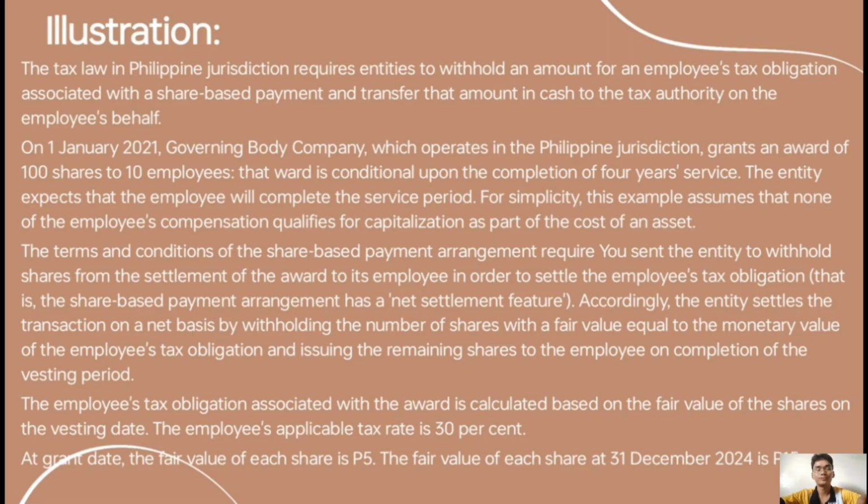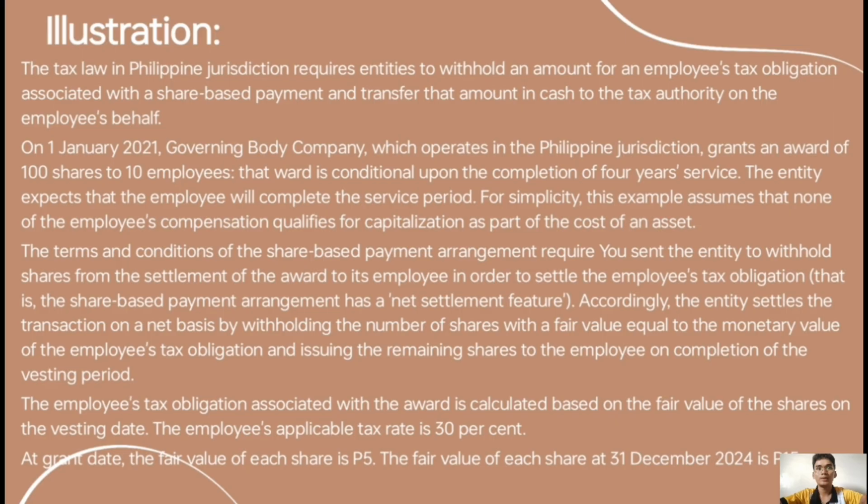Here is the problem. On January 1, 2021, a company which operates in a Philippine jurisdiction grants an award of 100 shares to 10 employees. That award is conditional upon the completion of 4 years of service. The entity expects that the employees will complete the service period. For simplicity, this example assumes that none of the employees' compensation qualifies for capitalization as part of the cost of an asset. The terms and conditions of the share-based payment arrangement require the entity to withhold shares from the settlement of the award to the employee in order to settle the employee's tax obligation.